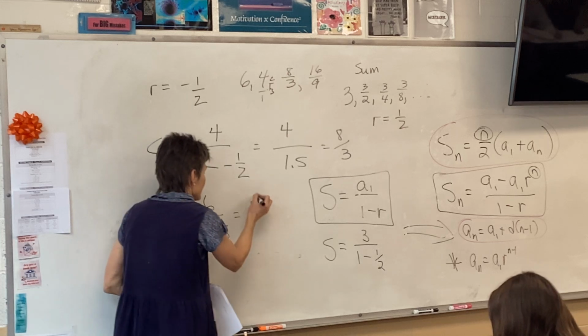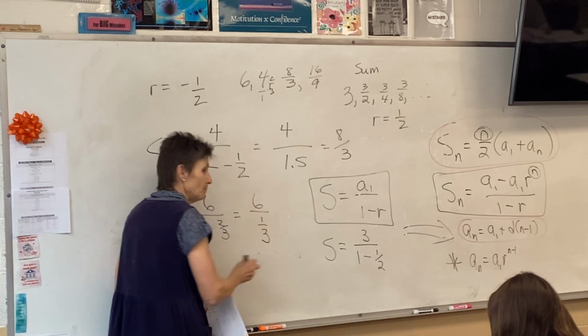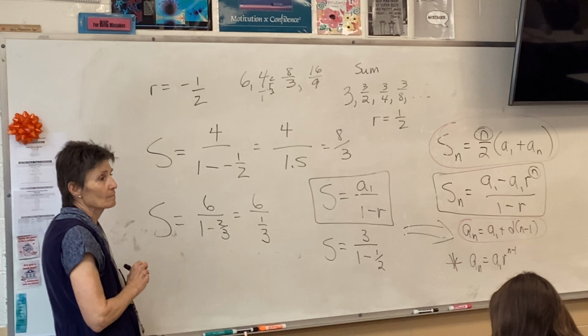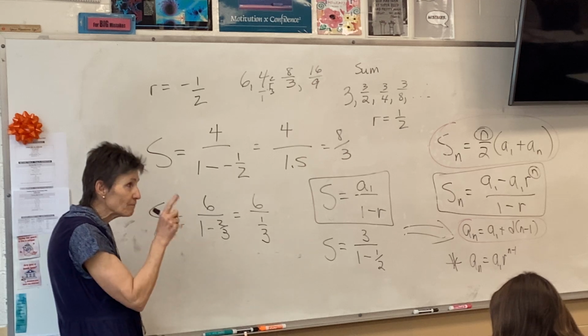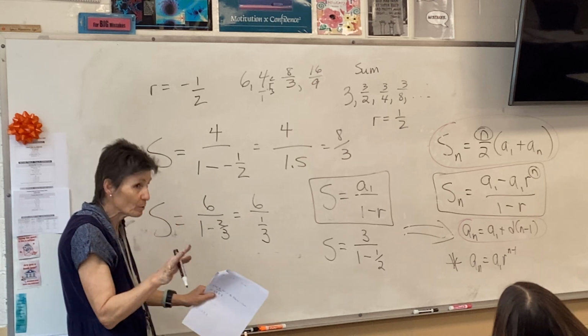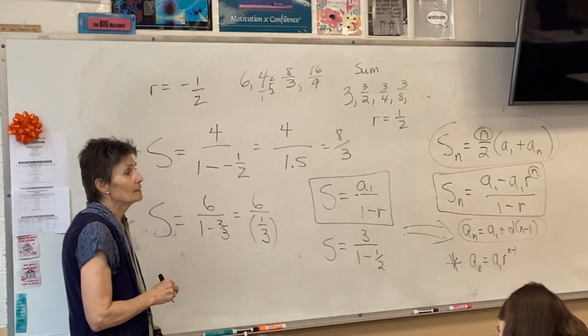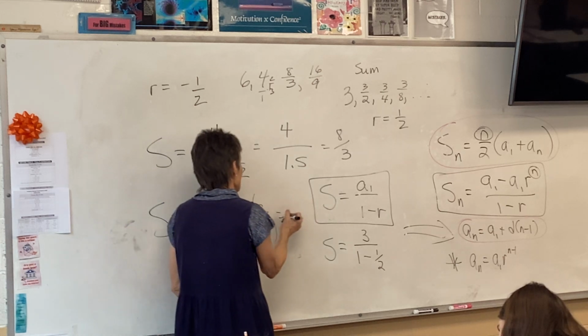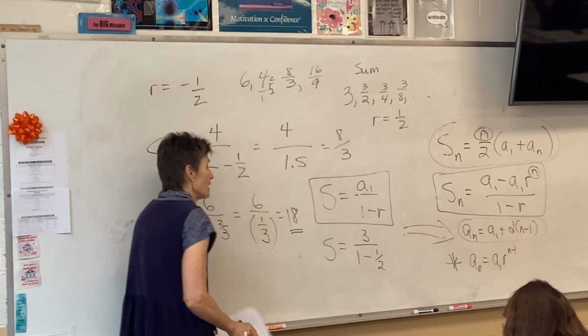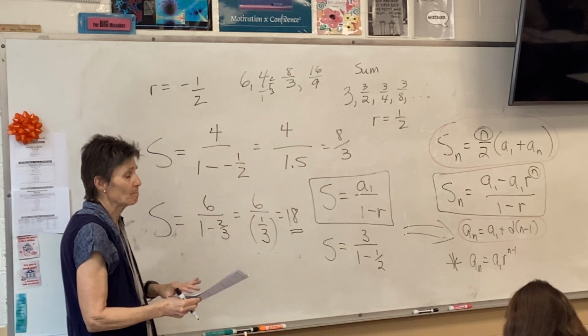So that's 6 divided by 1/3. If you type that in just like that, which you can, this has to be in parentheses. And that's 18. 6 times 3 is 18. Yes, so the answer to that problem is 18.